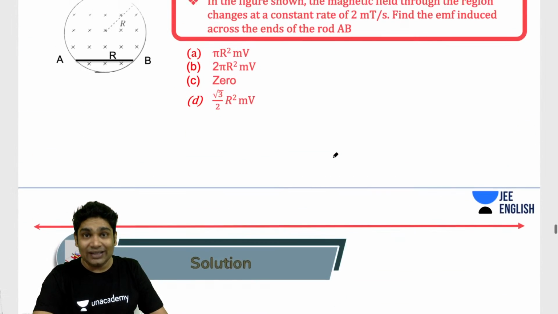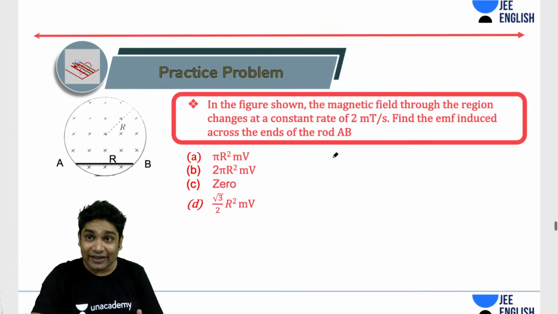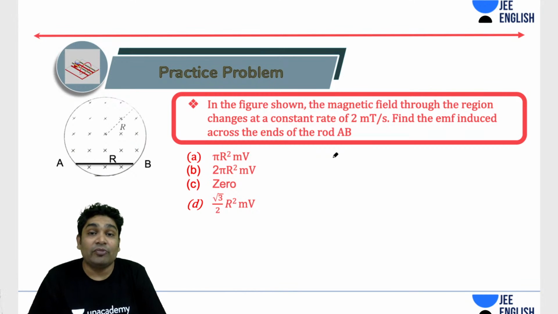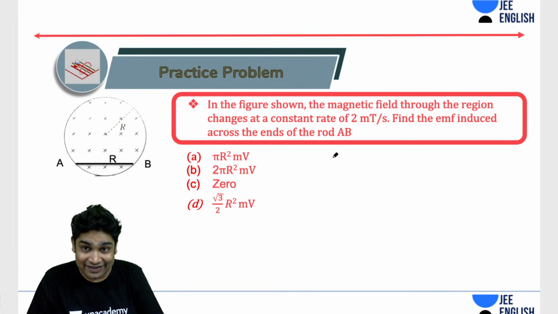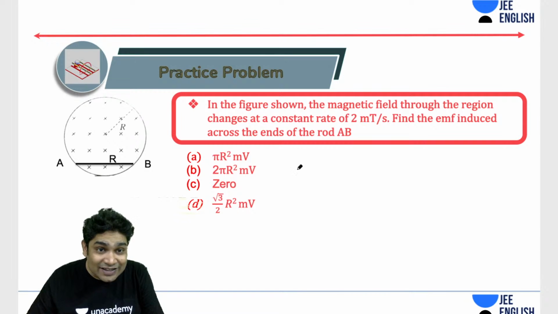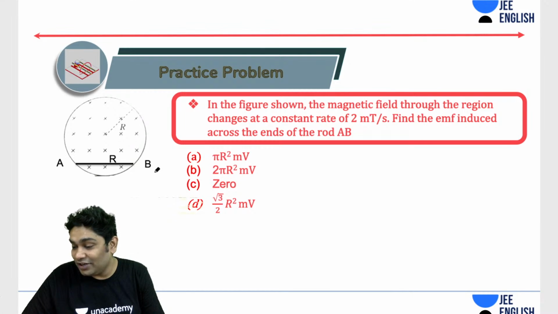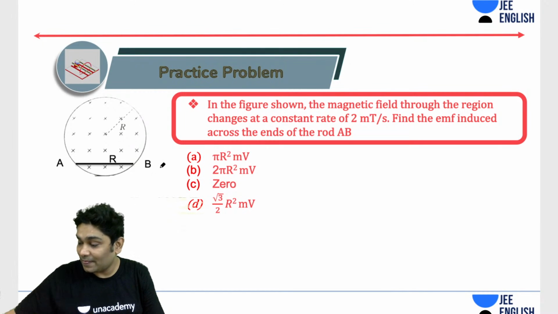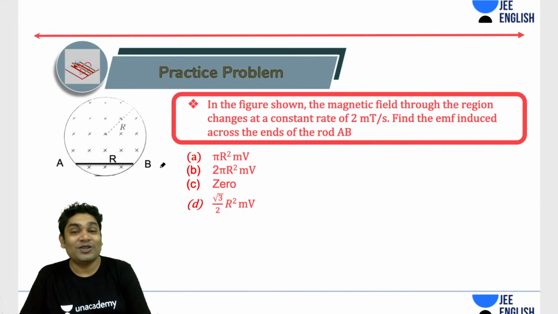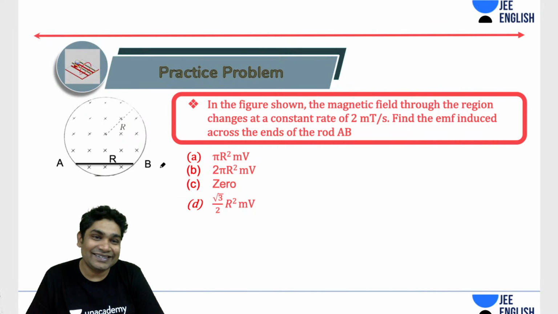Now let's move on to another interesting problem. This is another very interesting problem that most of the students have a tough time handling. In this question, you've been told in the figure shown, the magnetic field in the region changes at a constant rate of 2 millitesla per second. You have to find the induced EMF across the ends of the rod AB. So here is a conducting rod that was placed in a circular magnetic field region. You have to find the induced EMF across the ends of the rod. Any one of you want to try this? Give it a try. This is a very interesting problem. How do you think you would have approached this?